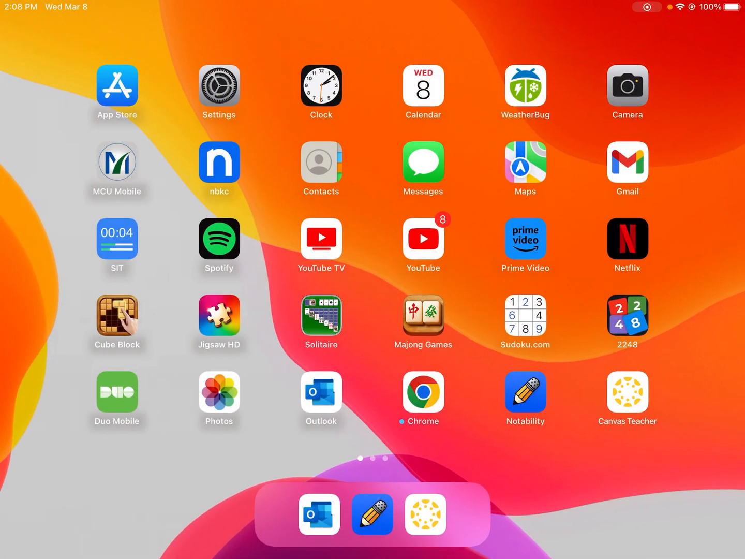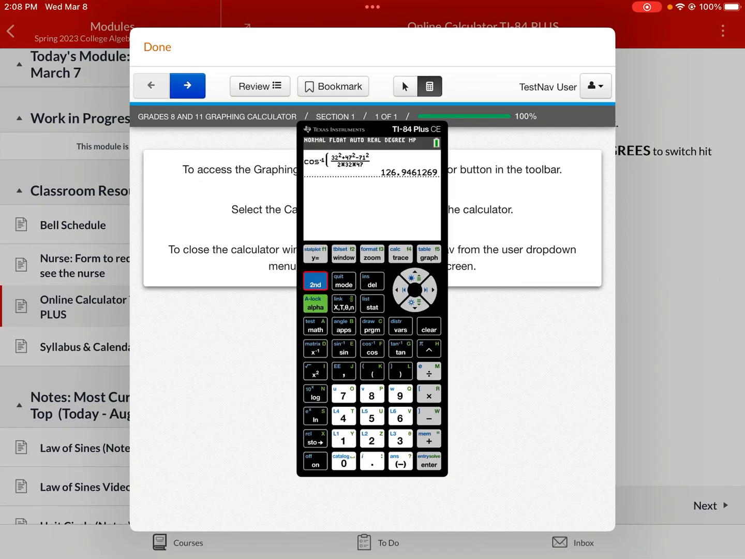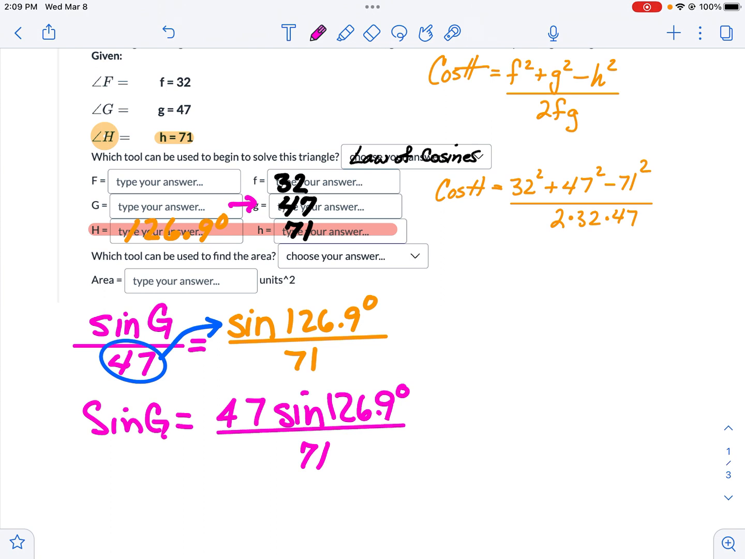47 sine. Okay, so I'm going to grab my calculator. I'm going to hit second, and now I'm going to hit sine. All right, and I'm going to open my fraction, and I'm going to type in 47 sine 126.9 over 71. And I'm going to get 31.96, which is 32 degrees. So G is 32 degrees.